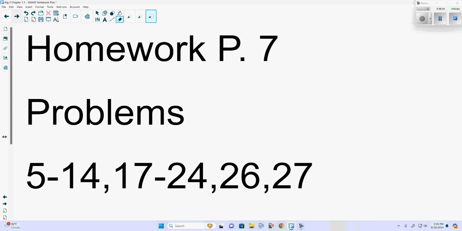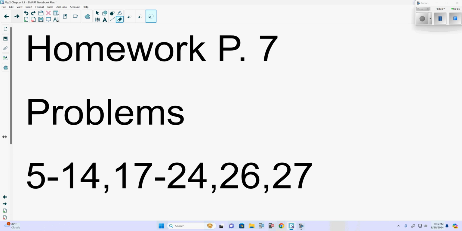That's it. Homework is... yes. On the last page of your notes is the homework page. So I put the page number just in case you're having to use the PDF of the digital book. So 5 through 14, 17 to 24, and then 26 to 27.